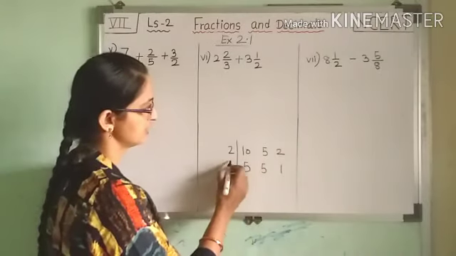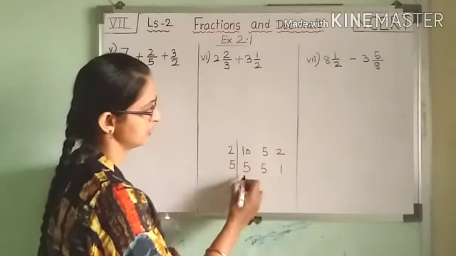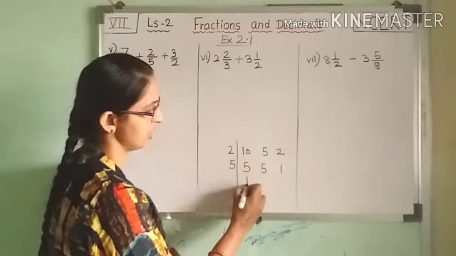Here 5 is there. So in 5's table, 5 1s are 5. Here also 5 1s are 5. Now the quotient is 1. You have to stop here. LCM is 2 into 5, that is 10.